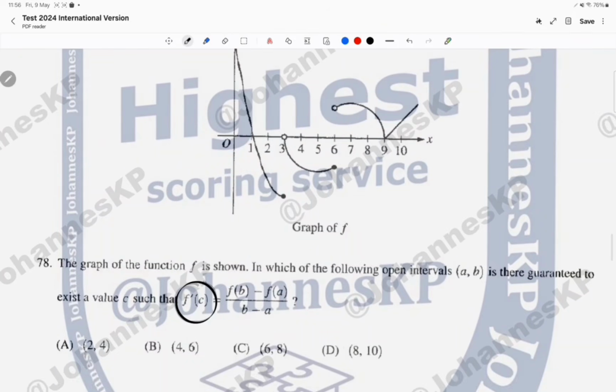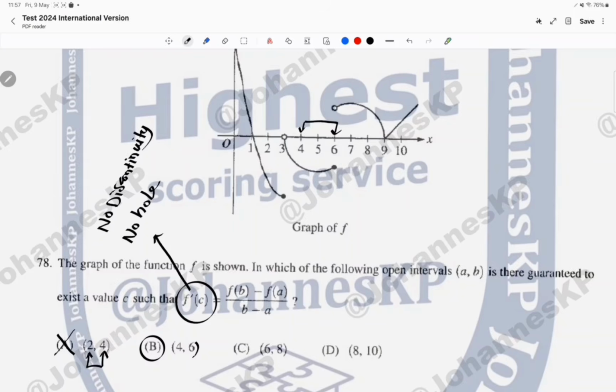So do you know what this means? This means differentiable. So there is no hole and there is no discontinuity. Okay? From 2 to 4, is there a hole? Yes, there is. And there's also a jump, right? From 4 to 6, is there a hole? No, but look, it's an open interval. I don't include the 6. So we choose it. Good.